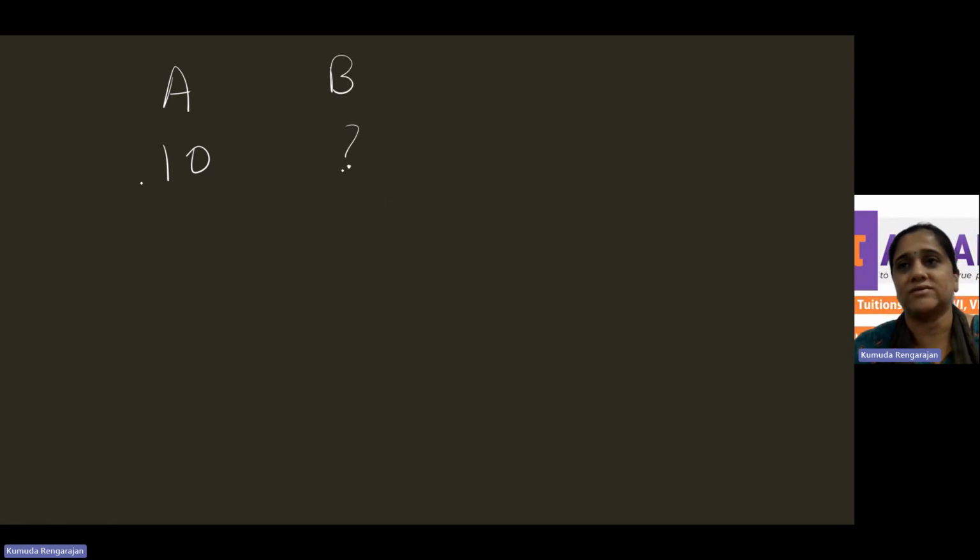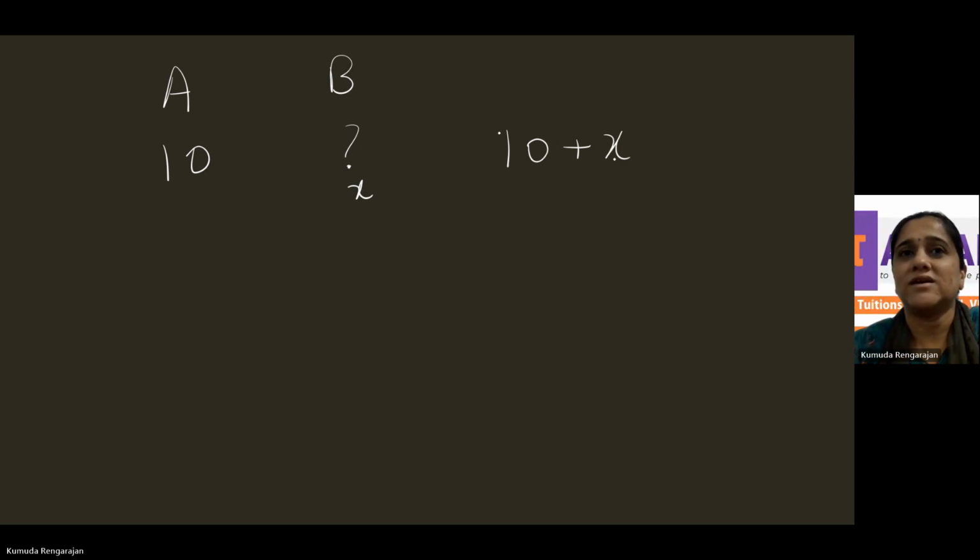Consider this case where you know that A has 10 toys, but you do not know how many toys B has. You don't know how many toys B has. So then you will say, let B have x toys. We don't know, no? I don't know how many toys B has. So we'll suppose or we'll assume that B has x toys. Now, what is the number of toys A and B have altogether? 10 plus x.